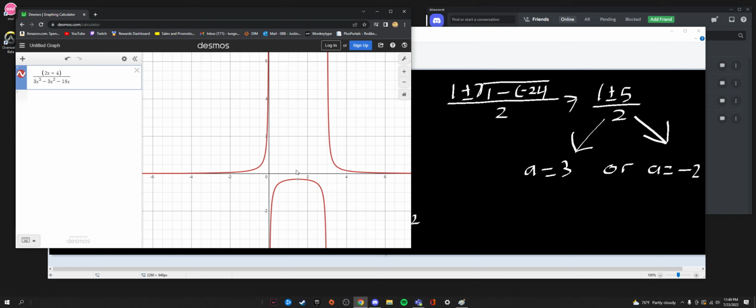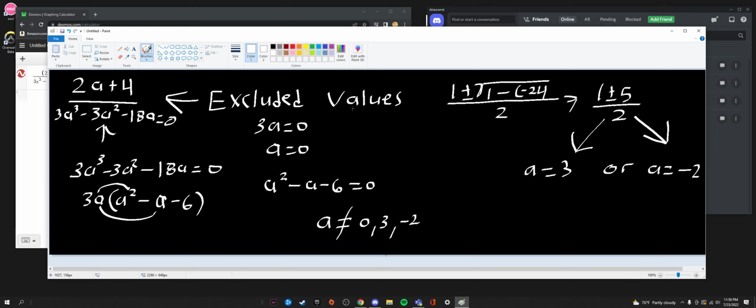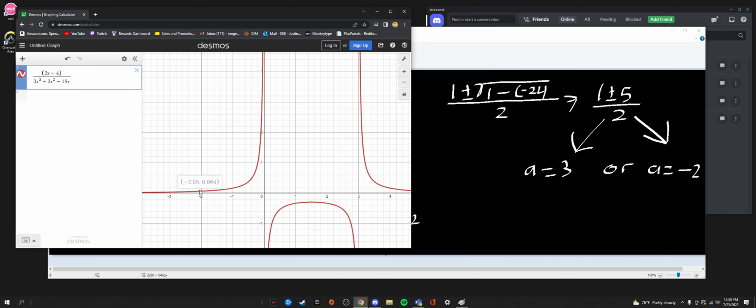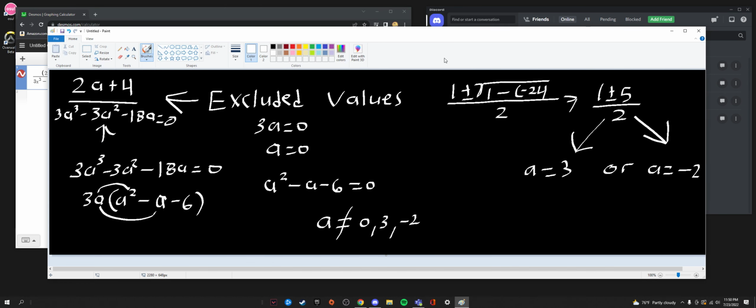But those are the excluded values of our expression, where essentially we cannot have it, like a domain restriction, if you will. It is just straight up a domain restriction, where the domain is every number that's not 0, 3, or negative 2 is allowed for this expression. Otherwise, like I said, we get vertical asymptotes, or it's just outright undefined at negative 2. So yeah, that's the excluded values. Thank you for watching.